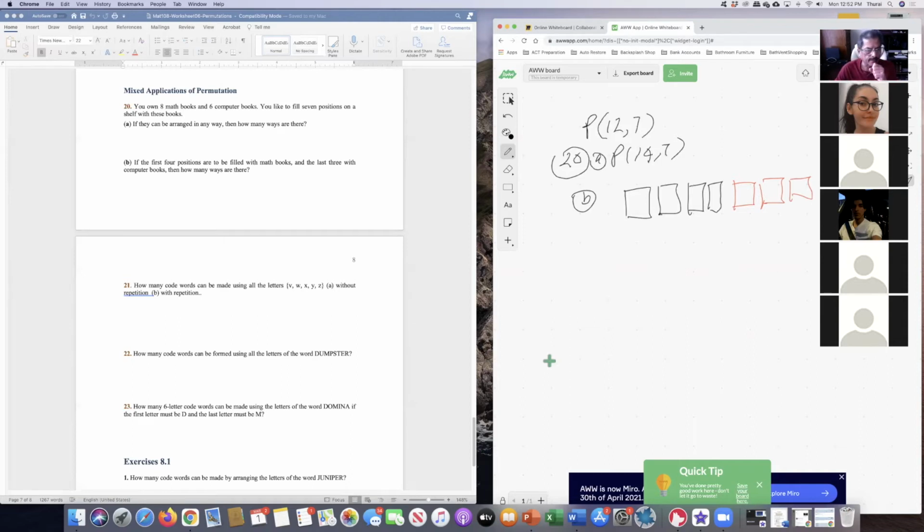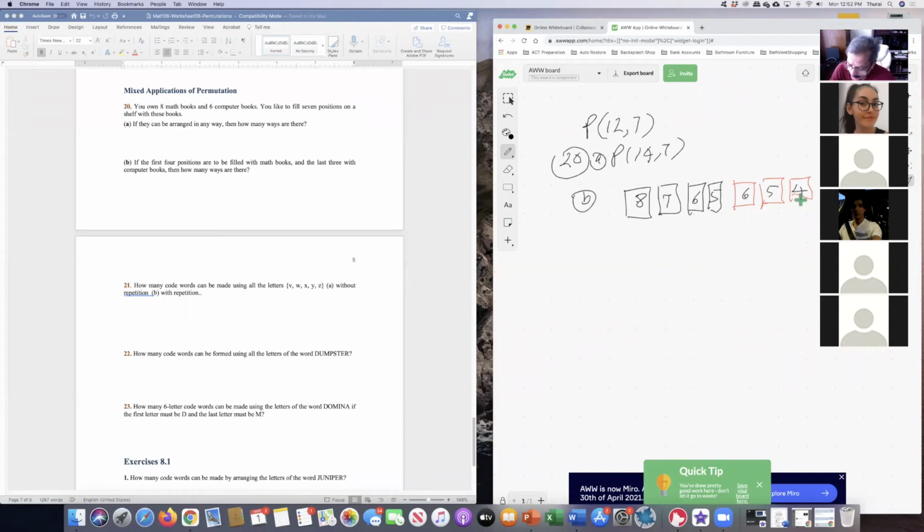So the first 4 boxes have to be filled with the math books. How many ways are there for the first one? 8. Now, after you put 1 math book here, obviously no repetition, right? Because you only have 1 book of each. So once you place that 1 book here, you only have 7 more books to choose from. So 7, 6, 5. That's how many ways there are to fill those 4 with the math books. Now, for the next 3, we have to choose computer books. So what are the numbers? 6, 5, 4, right? And multiply them out.